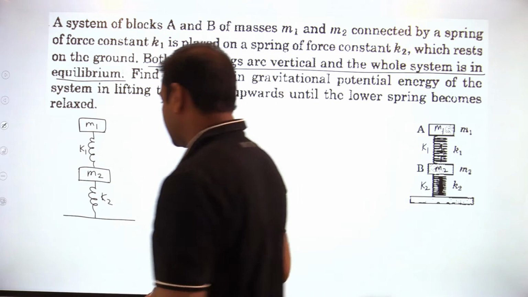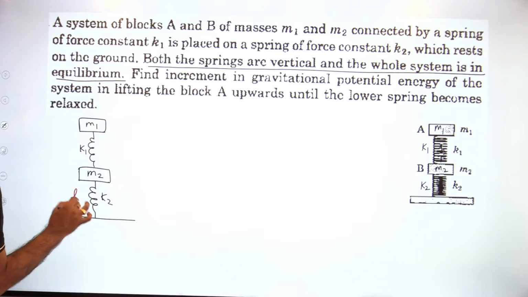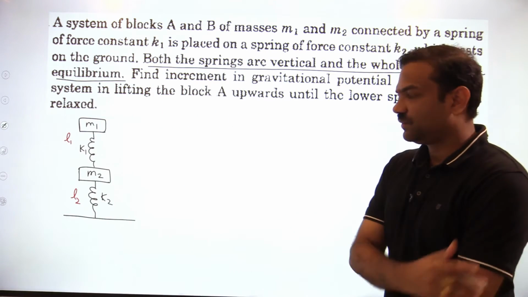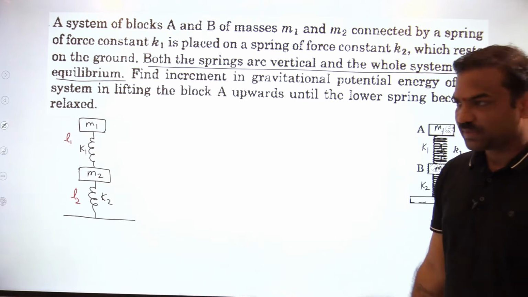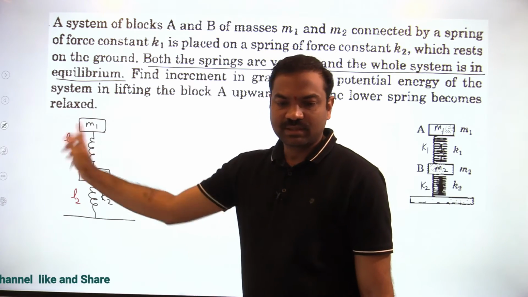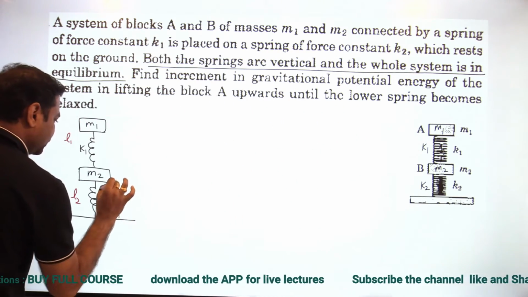So let us say now we solve in a very normal, very fundamental way. I'm not going for any logic shortcuts here. L1 and L2 are the relaxed lengths of spring 1 and spring 2. The upper spring has relaxed length L1, and the lower spring has relaxed length L2. Okay?